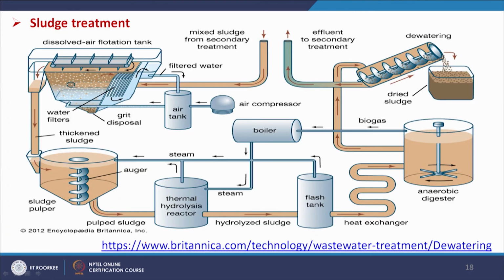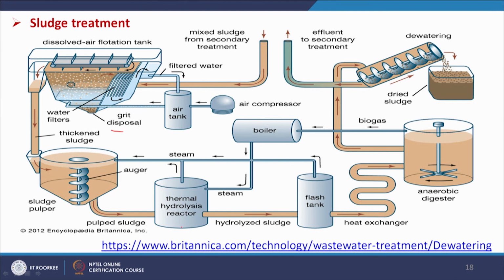Here we will see the process. Mixed sludge from the secondary treatment is coming, and we have air flotation. Flotation means we will have sludge from the top, and at the bottom we will get some grit material if it is available. Then this sludge comes here, and we give the steam here. So, thermal hydrolysis will take place.